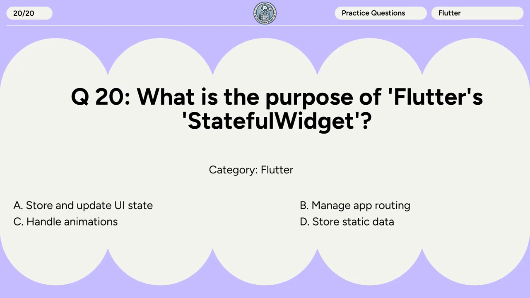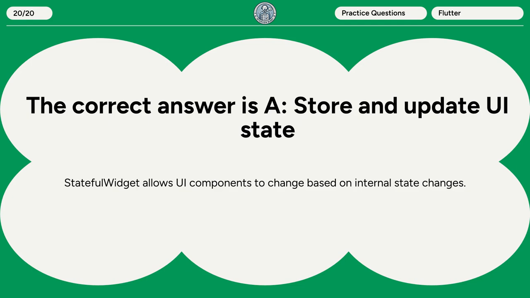Question 20. What is the purpose of Flutter's StatefulWidget? A, store and update UI state. B, manage app routing. C, handle animations. D, store static data. The correct answer is A, store and update UI state. StatefulWidget allows UI components to change based on internal state changes.